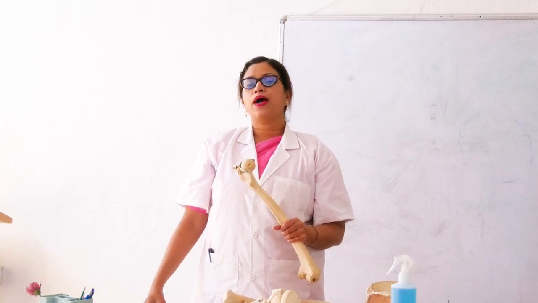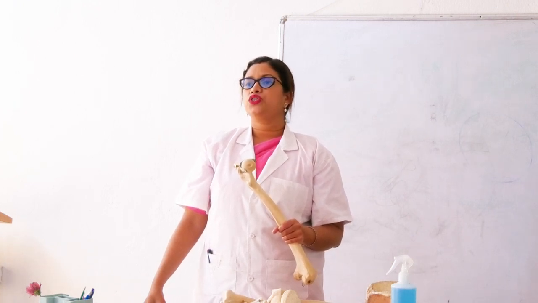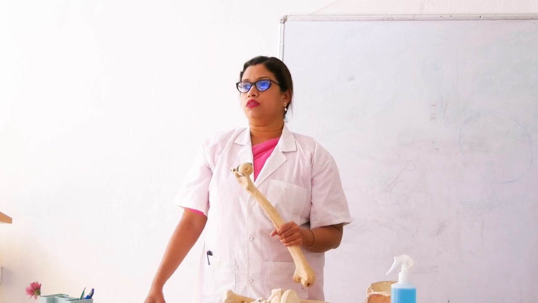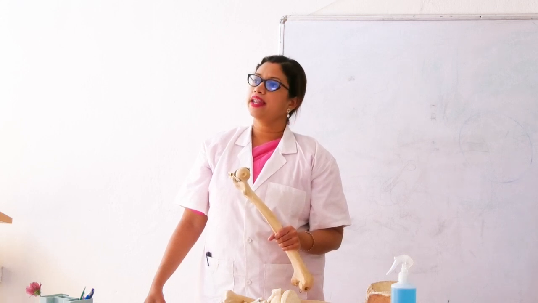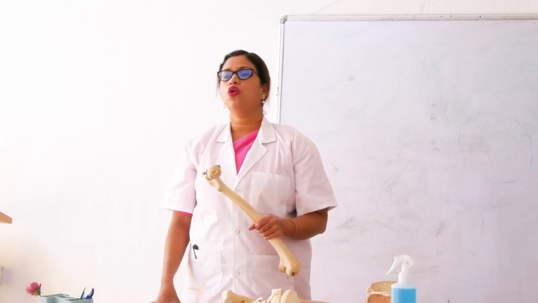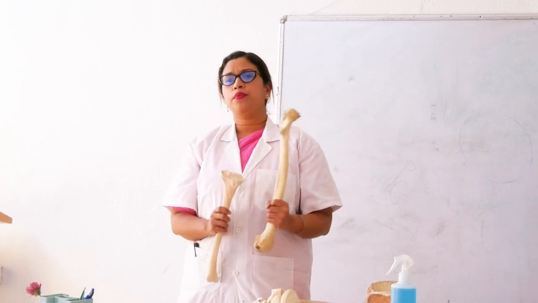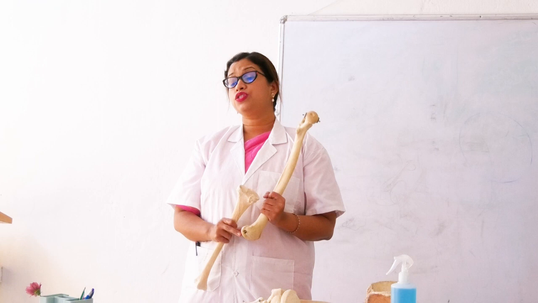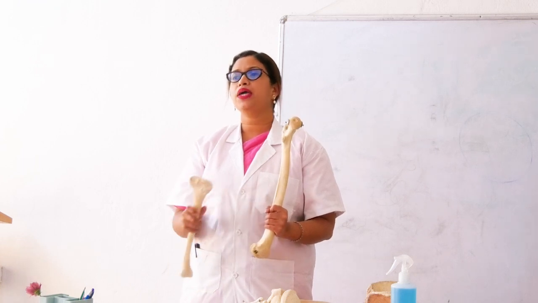So there is one very peculiar thing about the knee joint. There is locking and unlocking. When our knee joint is locked, could you tell me when it is locked? Terminal extension. Yes, terminal extension. And it could be done by which muscle?